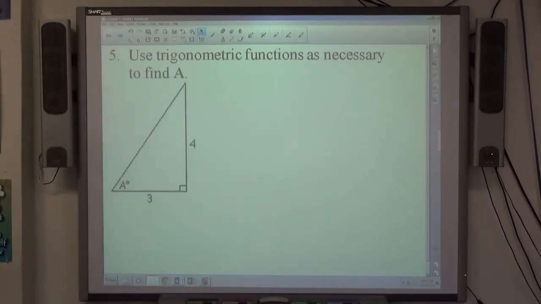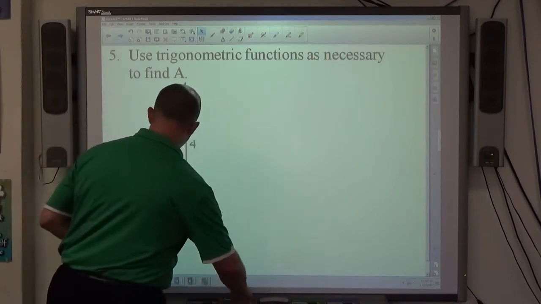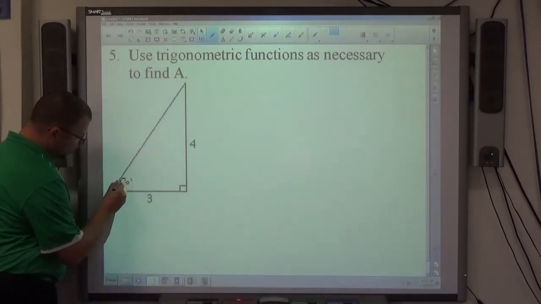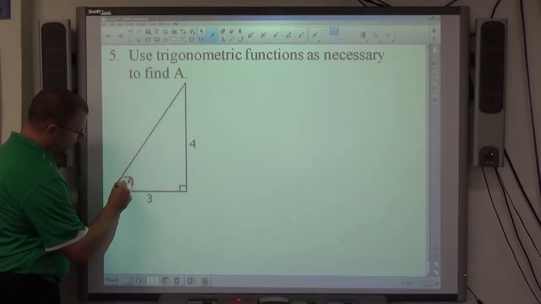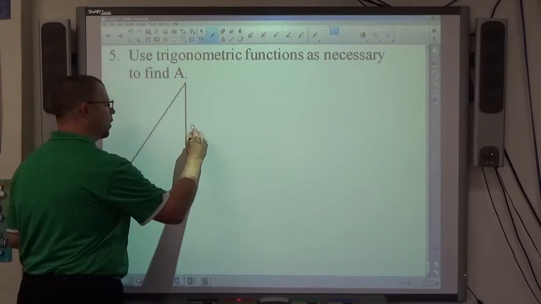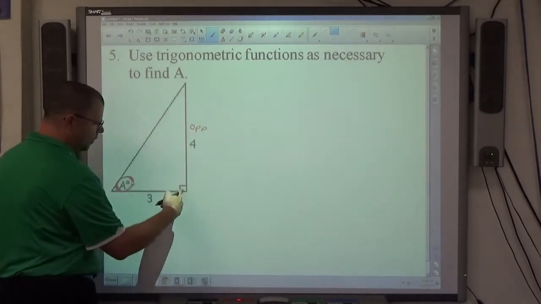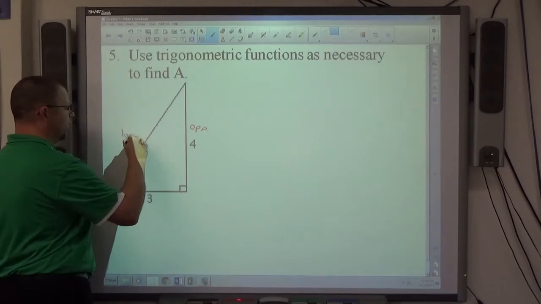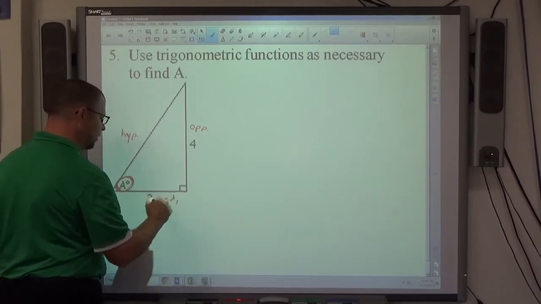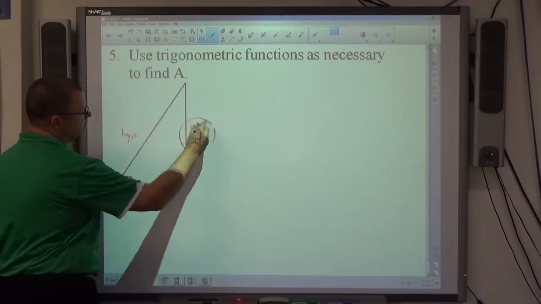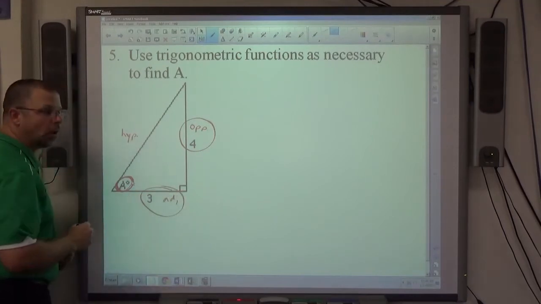Number 5, same deal, use trigonometry, this time to find A. So we want to find this angle down here in the bottom. And again, if I focus on my acute angle that I'm working with, and I identify the opposite side, which is 4, the hypotenuse is opposite the right angle, which makes 3 the adjacent side. We can see very clearly here that the opposite side and the adjacent side are the ones we know.